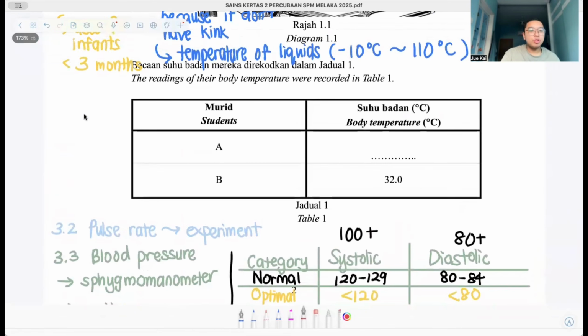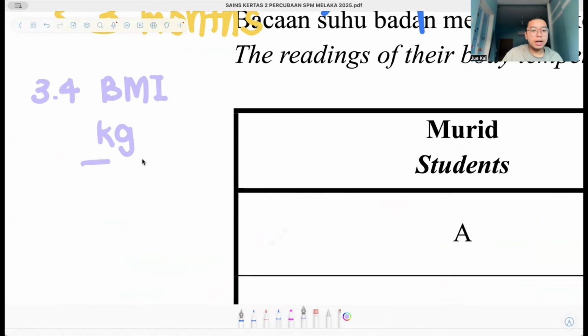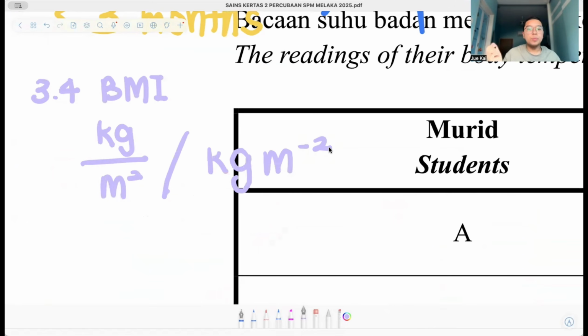Okay, lastly, we have 3.4. So 3.4 will be your BMI, nothing to tell also. So for BMI, you need to know the formula: kg over m square, or kg m negative 2. You don't ask me why negative 2. This is mathematics, okay?